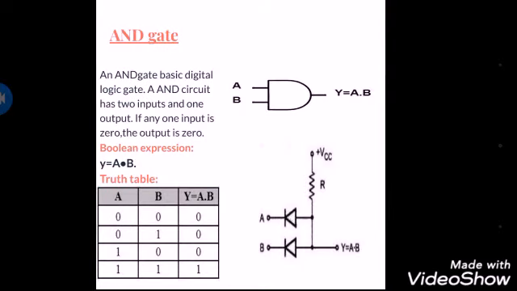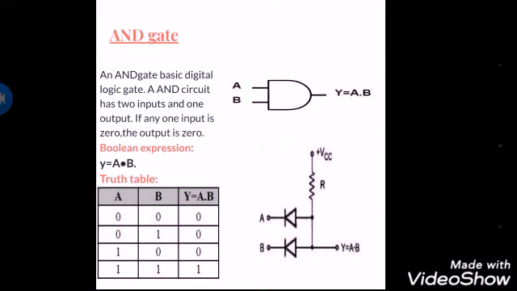An AND gate is also a basic digital logic gate. An AND gate circuit has two inputs and one output. If any one input is 0, the output is also 0, or else it is 1. Here is the Boolean expression, which is Y is equal to A dot B. Here the dot indicates AND, and it is called A and B.